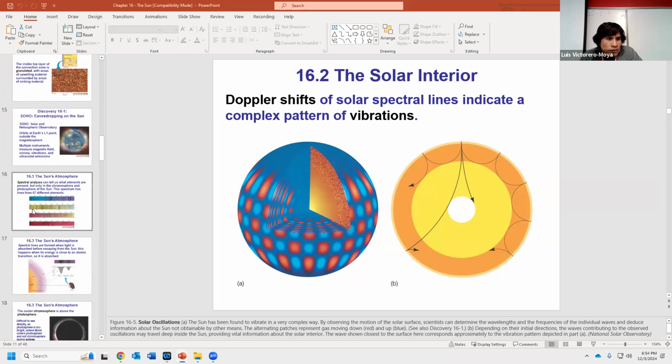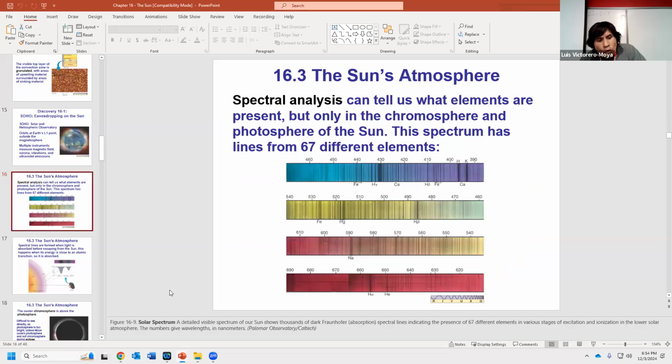Let's go to here. How do we know the composition of the sun? Right? How do we know the sun is mostly made of hydrogen and helium? Because we can use a spectrometer attached to a solar telescope to analyze the light incoming from the sun. And this is what we find. We find a lot of elements in the atmosphere of the sun. The most relevant are the hydrogen alpha and helium lines. Those are the ones that we see the most.